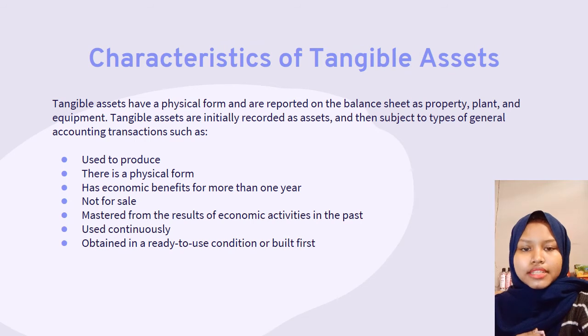Characteristics of tangible assets. Tangible assets have a physical form and are reported on the balance sheet as property, plant, and equipment. Tangible assets are initially recorded as assets and then subject to general accounting transactions. They are used to produce, have a physical form, have economic benefit for more than 1 year, are not for sale, are mastered from the result of economic activity in the past, and are obtained in a ready-to-use condition or built first.